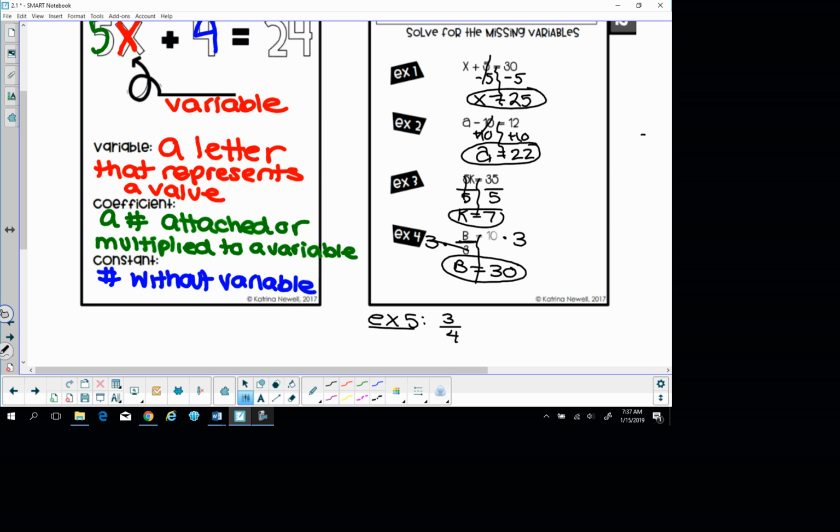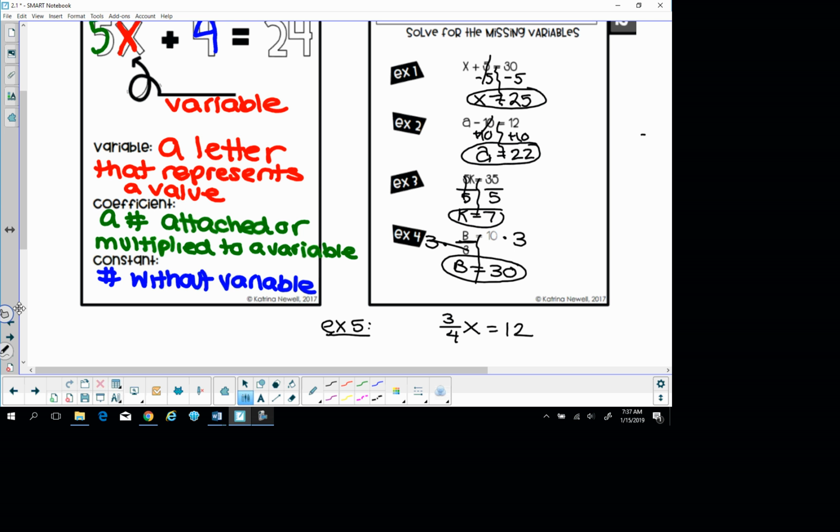3/4 x equals 12. And so see how that fraction is being multiplied by x? The only way to get rid of a fraction, they're a little more tricky, is I multiply by its reciprocal.